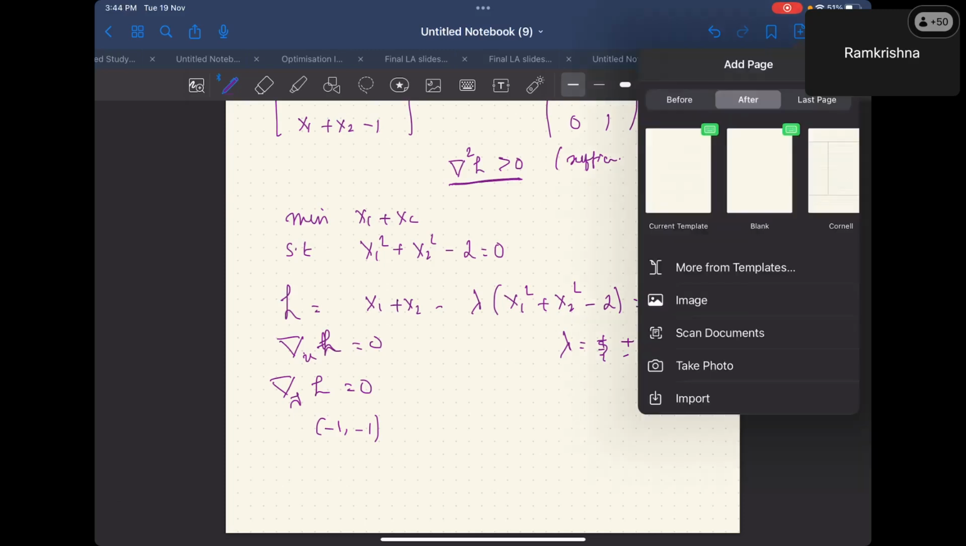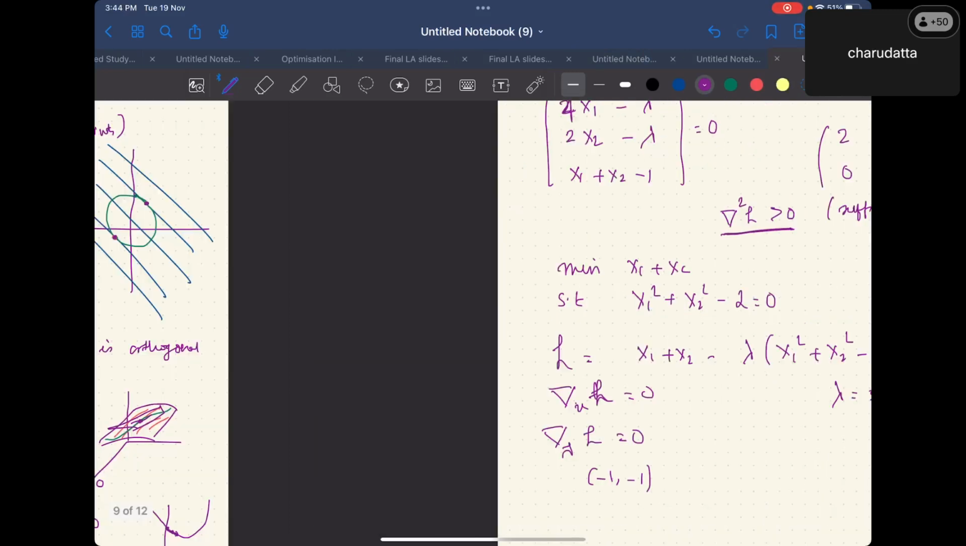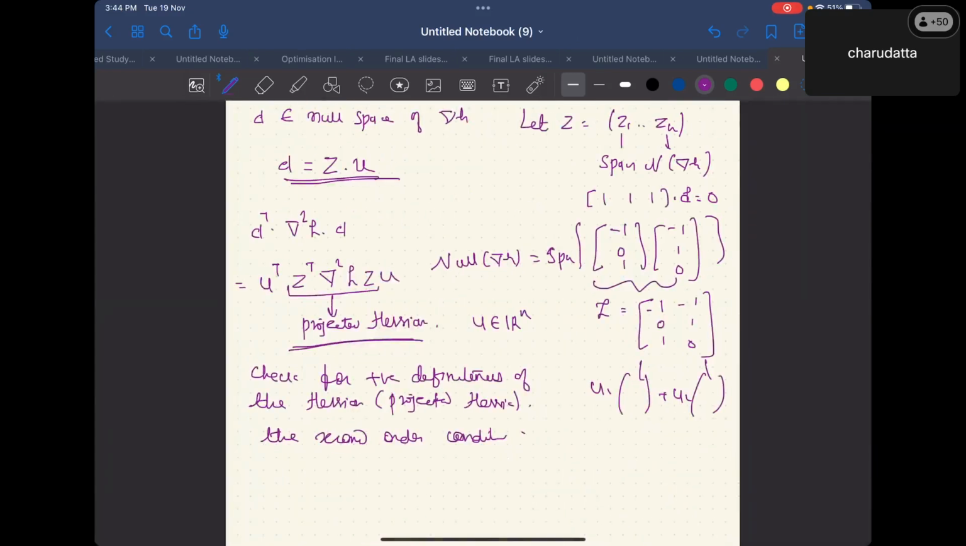Sir, one question. What is that second gradient condition? Meaning, in the previous example, how did you calculate that 2, 1, 0, 1? Which one, this one? That above question, only the second derivative, I think. Yes, yes, it's the Hessian.